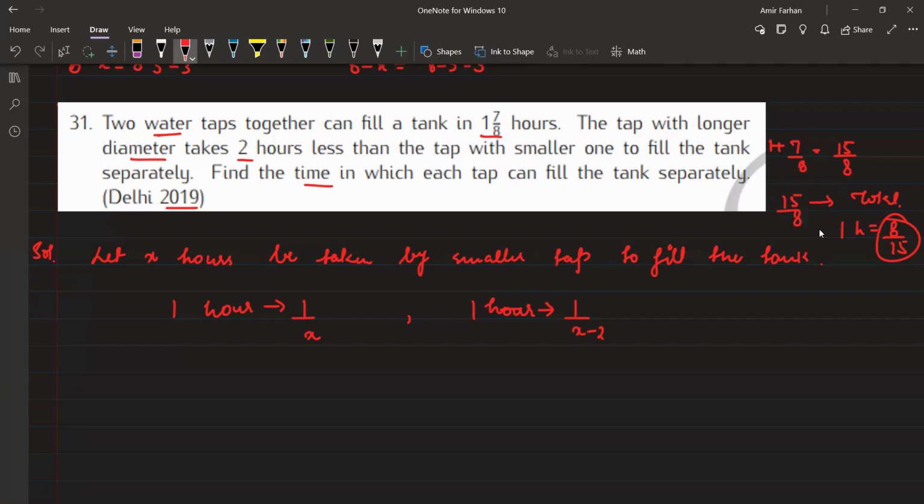Sir, 1 hour is equal to 1/x, and 1 hour is equal to 1/(x minus 2). This is the bigger tap. Let me write it in this proper manner. Time taken, sorry, tank filled by the smaller tap.